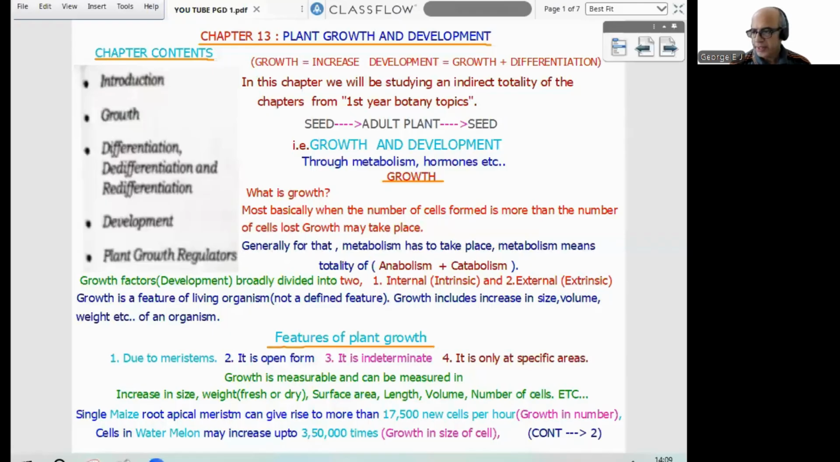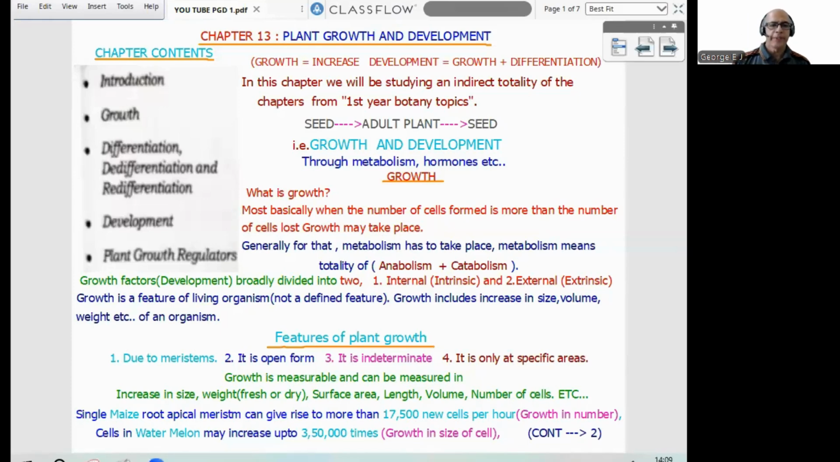So for convenience, I will share the screen, so it will be easy for you to locate. I think the screen came. Now we can proceed to our topic.